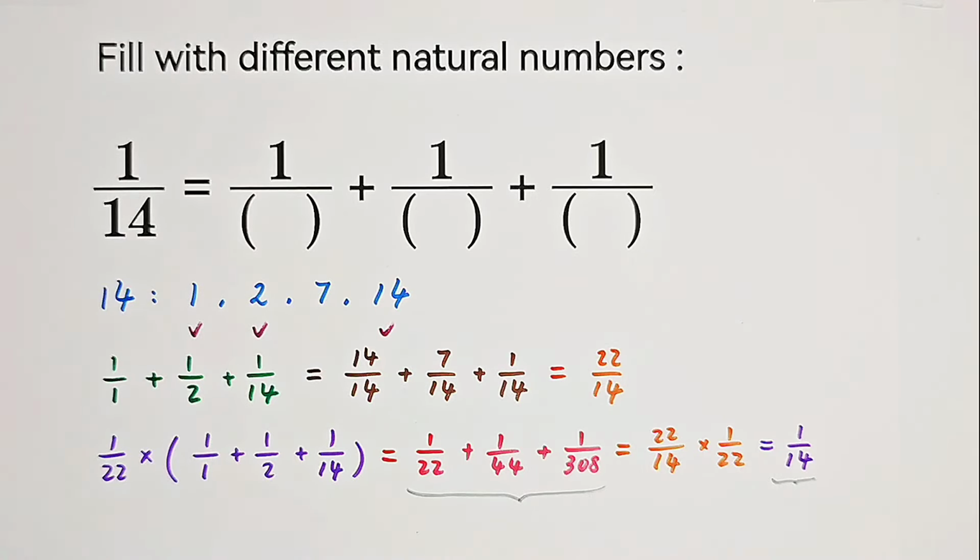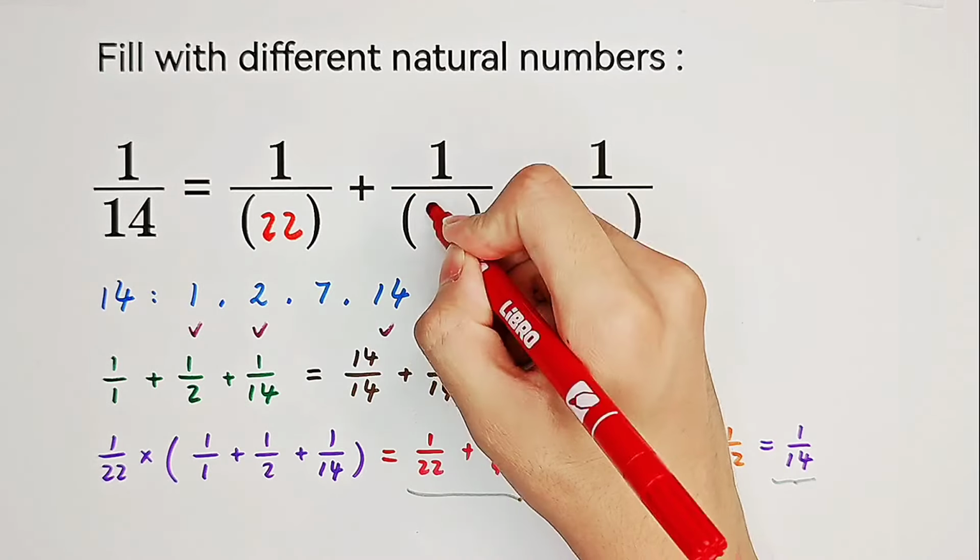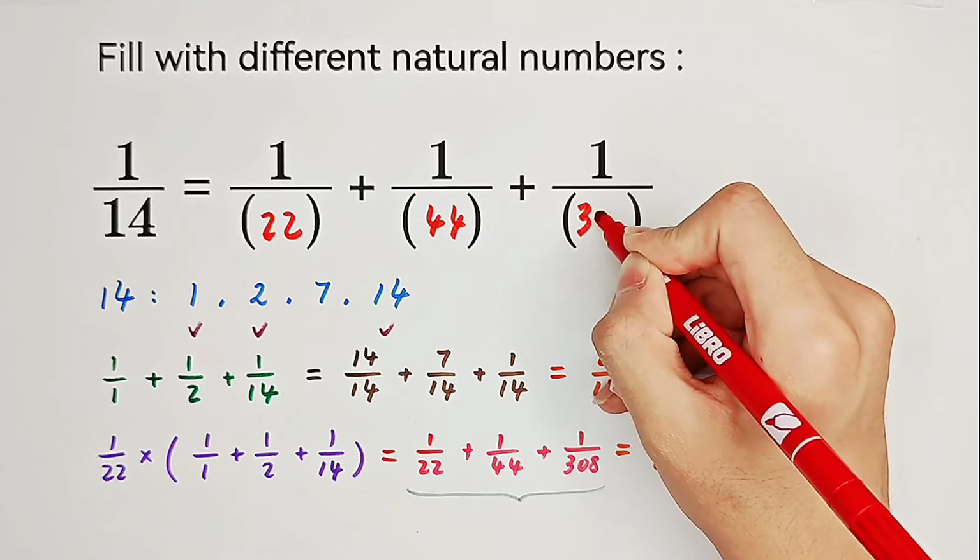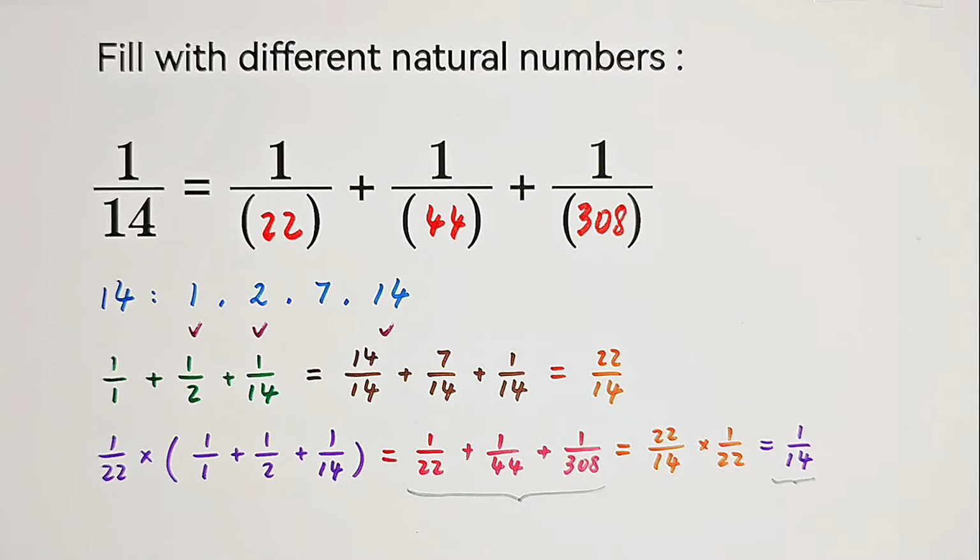So these three different natural numbers can be 22, 44, and 308. Did you get it? Did you get the method, the splitting method?